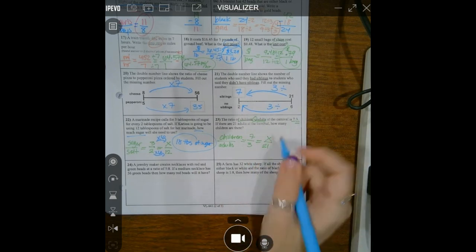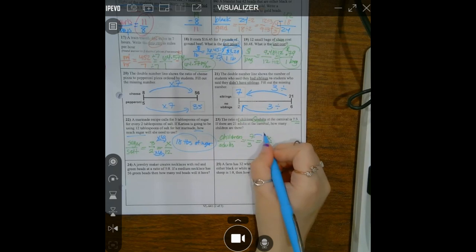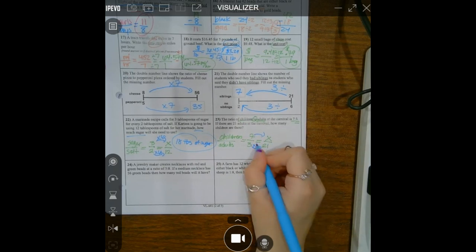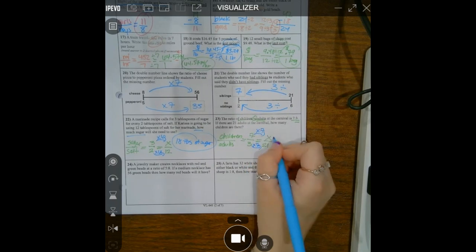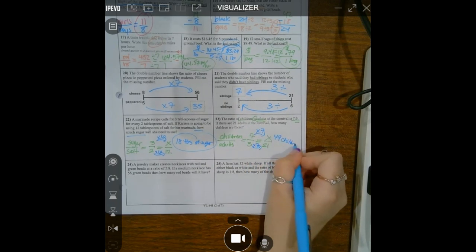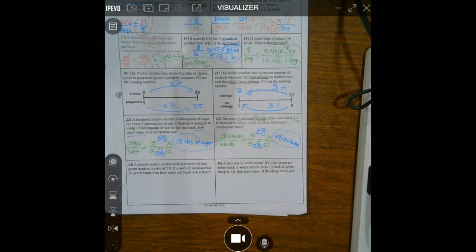Can I do the shortcut? Well, go towards the unknown and let's see. 3 times what is 21? 7. So 7 times 7 is 49. So when there's 21 adults, there is 49 children. That's a lot. Okay. A jewelry maker creates necklaces with red and green.